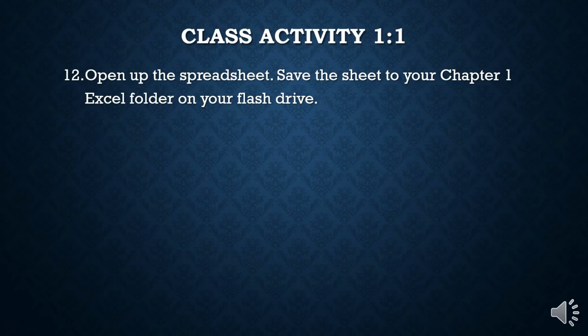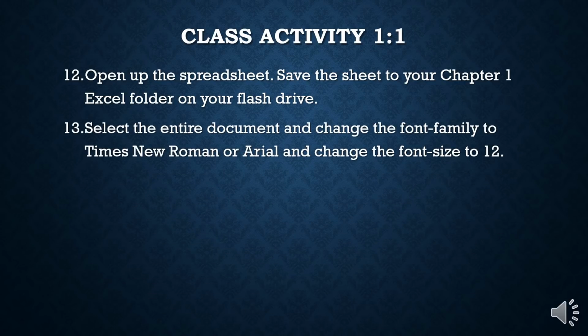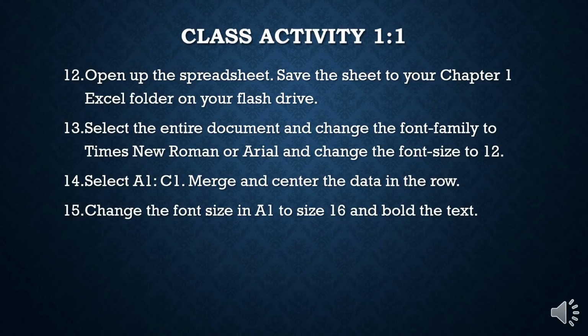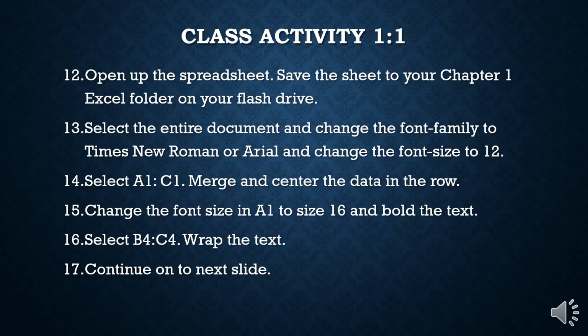Step 12. Open up the spreadsheet. Save it to your Chapter 1 Excel folder on your flash drive. Select the entire document and change the font family to Times New Roman or Arial and change the font size to 12. Select cells A1 through C1. Merge and center the data in the row. 15. Change the font size in A1 to size 16 and bold the text. Select B4 through C4. Wrap the text. Please continue on to the next slide.